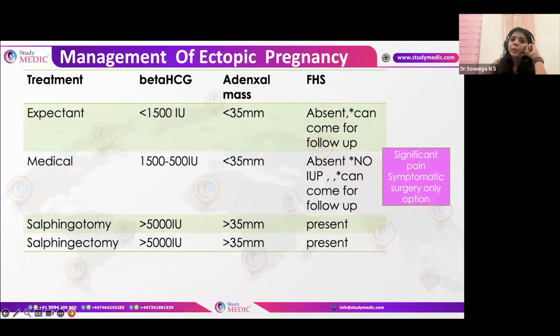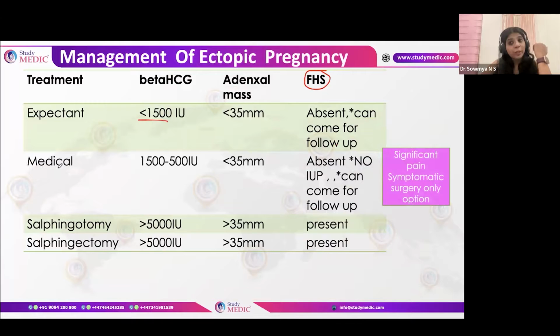Tubal ectopic, you must remember when to do what management. These are the hormone cutoffs: expectant, less than 1500. And for expectant and medical, the most important thing is fetal heart sound should be absent. And they should be ready to come for follow-up because you have frequent follow-ups.